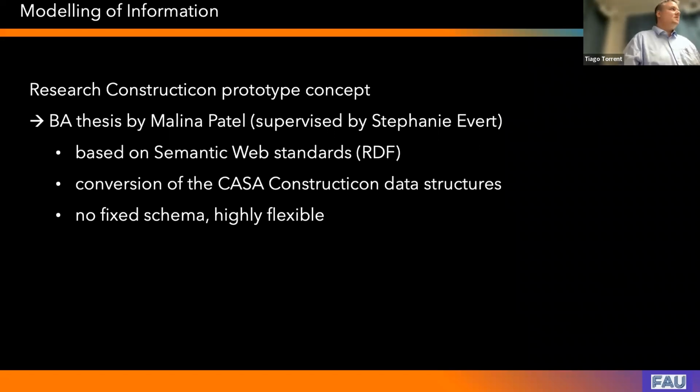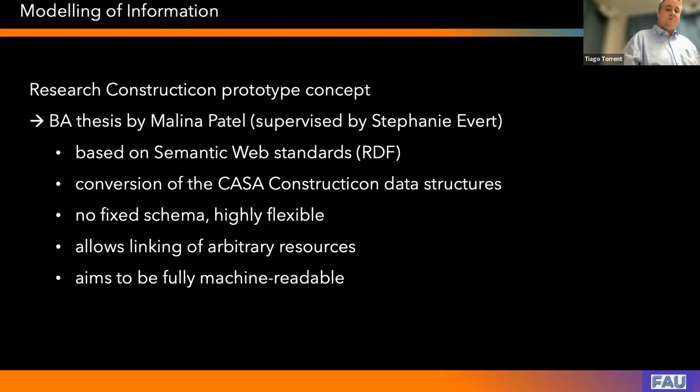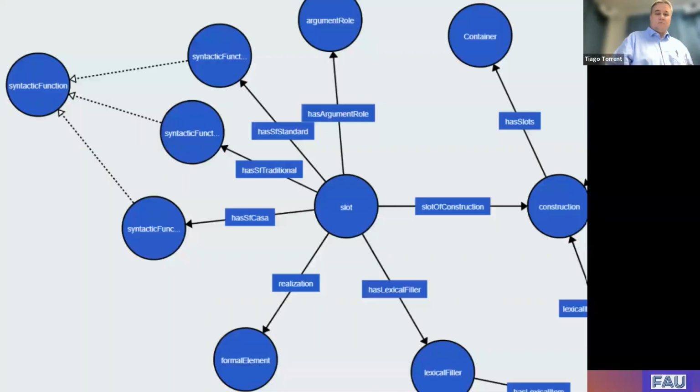it's highly flexible. That is great for the data analysis, but of course, this also means we don't have a user interface for that at the moment. So it allows linking of arbitrary resources and aims to be fully machine readable, which is of course something that we only get partially with the CASA Constructicon, where in the fields we still have a lot of rich text data, where you need to decide what needs to be bold-faced or highlighted or something like that. And the question is, to what extent do you want to granularize that? So as I said, we don't have any interface or formatting for this at the moment.